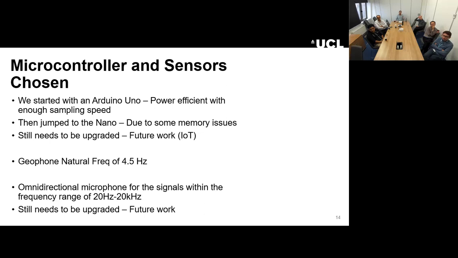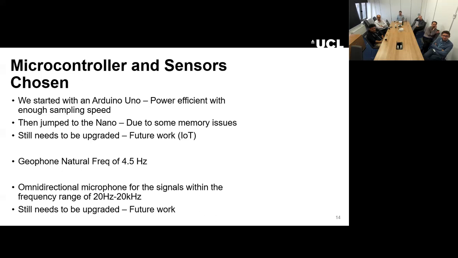And as a microcontroller, after some discussions, we started with the Arduino Uno because it's quite power efficient with enough sampling speed. Then we had some memory issues while dealing with the FFT, so we jumped to the Arduino Nano. And we're planning to change the microcontroller again, which I'm going to mention in the future work as well, because we are planning to replace the IoT interface with a new Arduino IoT board.